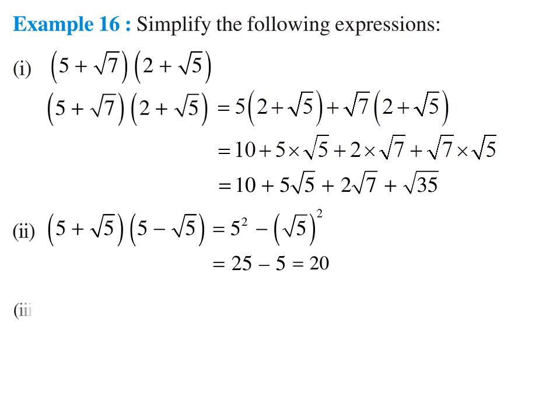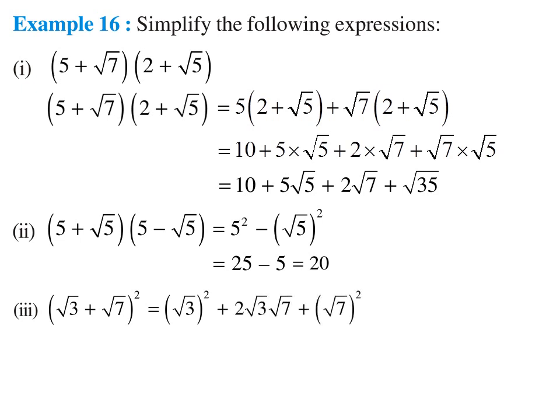Now the third question. The third question is root 3 plus root 7 whole square. So a plus b whole square can be written as a square plus 2ab plus b square. So it can be written as root 3 whole square plus 2 into root 3 into root 7 plus root 7 whole square. Now root 3 whole square will become 3, root 7 whole square will become 7, and root 3 into root 7 will become root 21. So I will get 3 plus 2 root 21 plus 7. Now 3 plus 7 will become 10. So my final answer will become 10 plus 2 root 21.